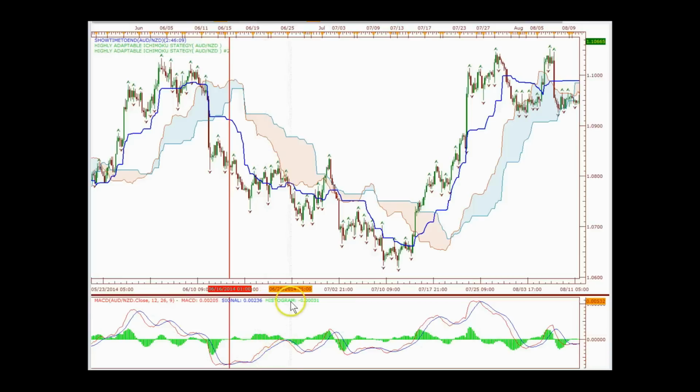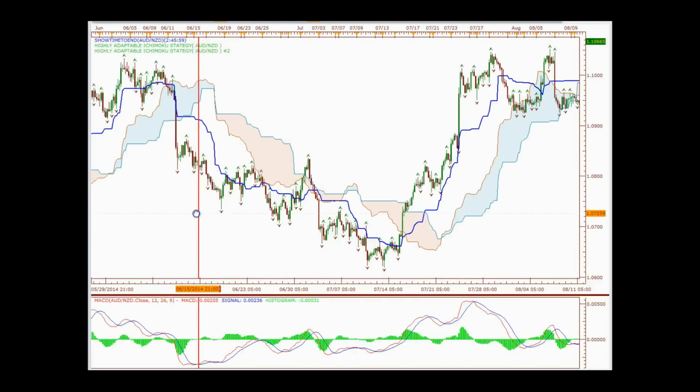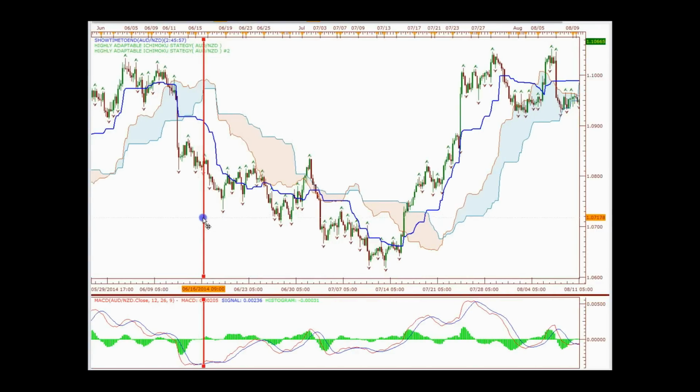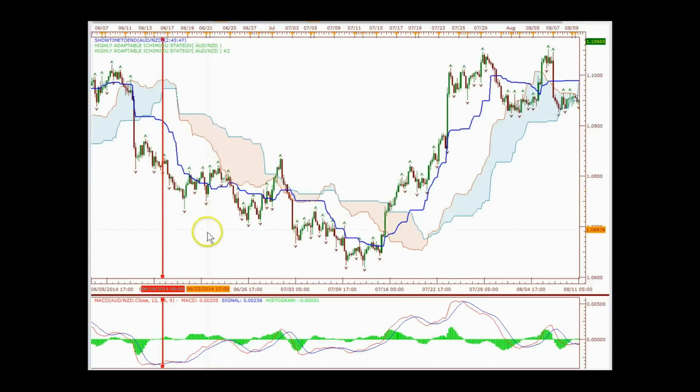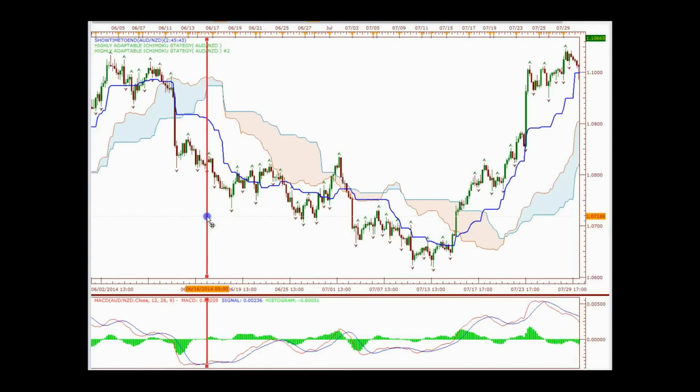I have this one set at 12. This is the normal settings, 12, 26, and 9. So that's the default settings on the MACD. But you could see this going down. So I usually would go MACD 5, 34, and 5. That's what I usually would do if I was using a MACD based off of Bill Williams' MACD settings that he uses.